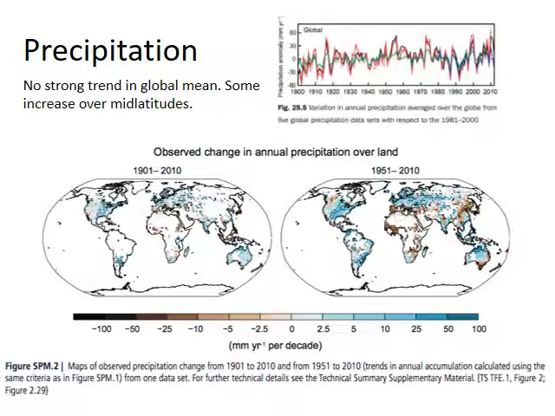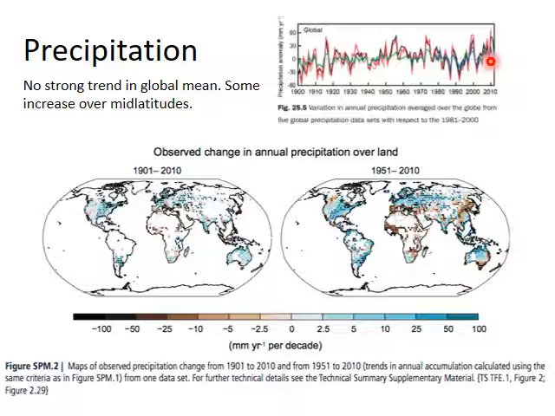Precipitation changes, if you look at this figure here on the top right, to the extent that it is even possible to reconstruct those precipitation time series over this long period of time, but you can see there's not much of a trend in the global mean.